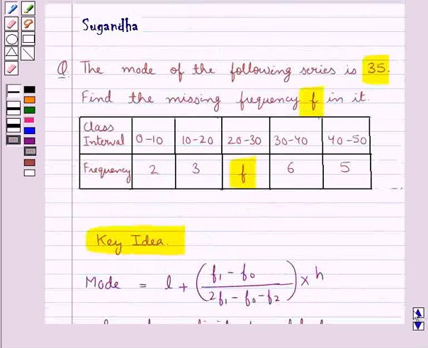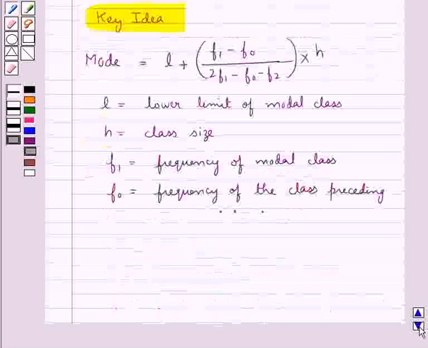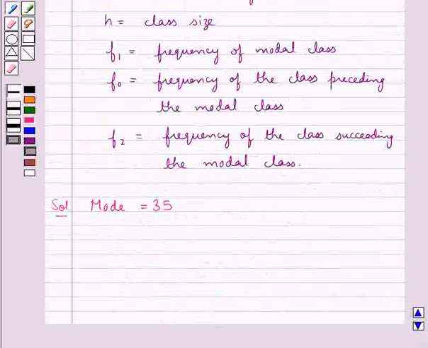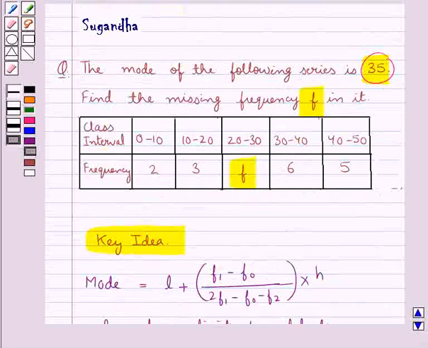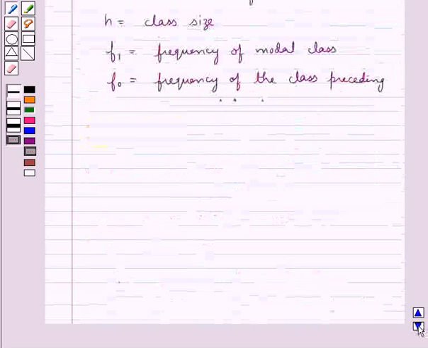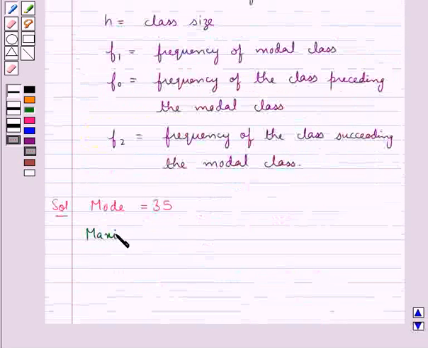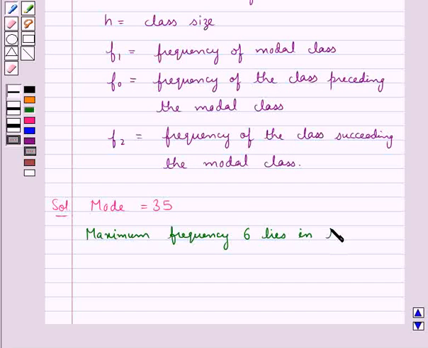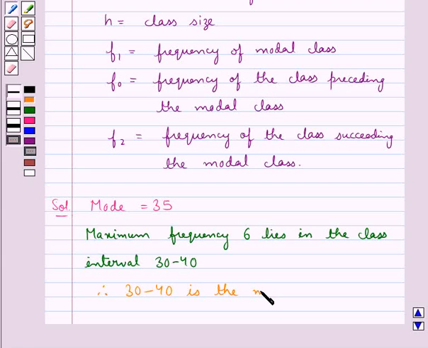In the question we have that the mode is 35. First let's find out the modal class. Now consider the series. In this, the maximum frequency is 6 and it lies in the class interval 30 to 40. That is, we have maximum frequency 6 lies in the class interval 30 to 40. Therefore, the class interval 30 to 40 is the modal class. So, we have got the modal class.